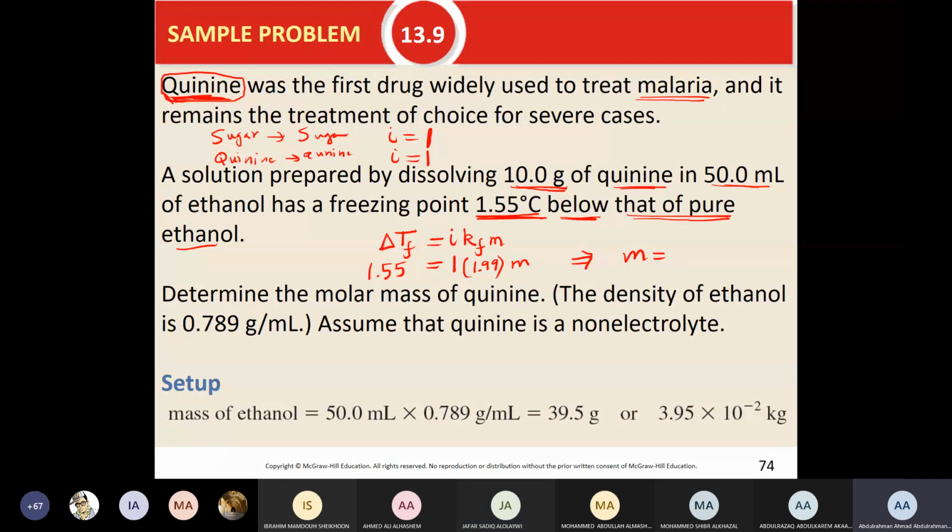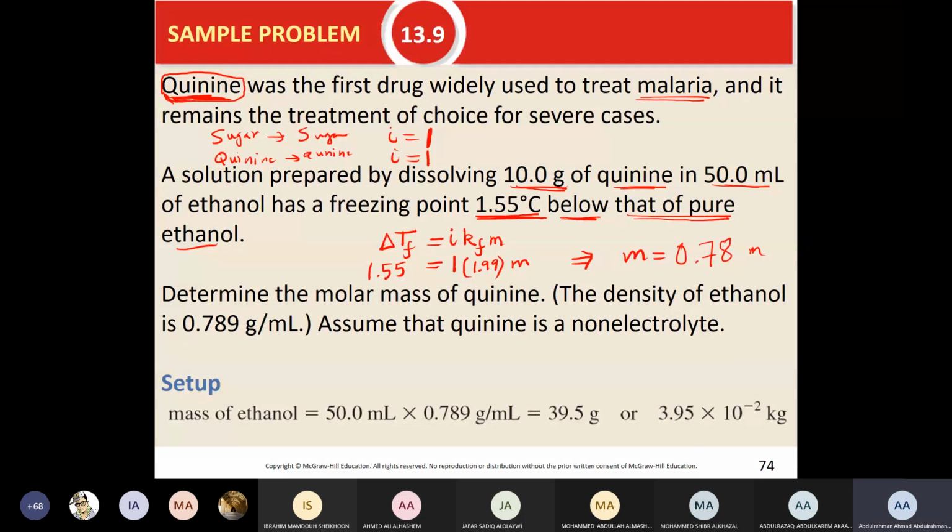Let's see, who got the same thing? Anybody else? Actually, it's 0.7. Read your calculator one more time. 0.778, which is 0.78 or 0.779, whatever. Okay, molal. Good. Now we want to calculate.